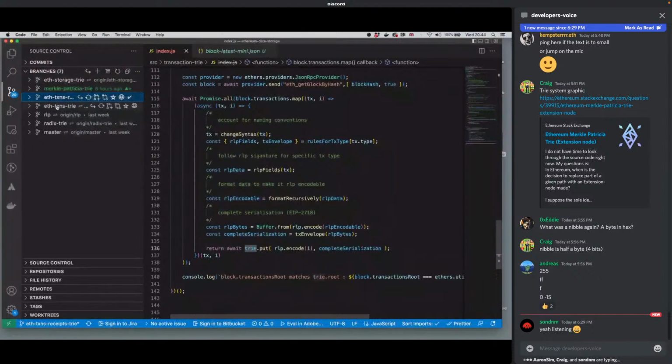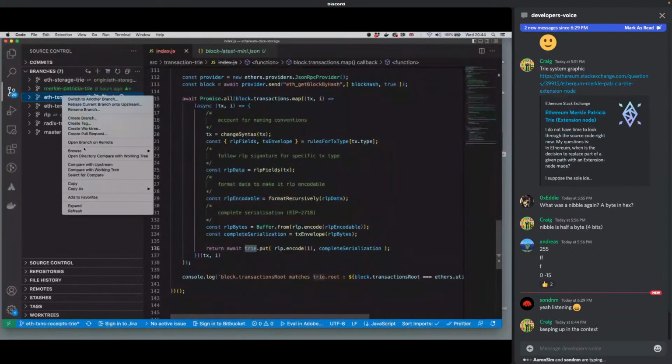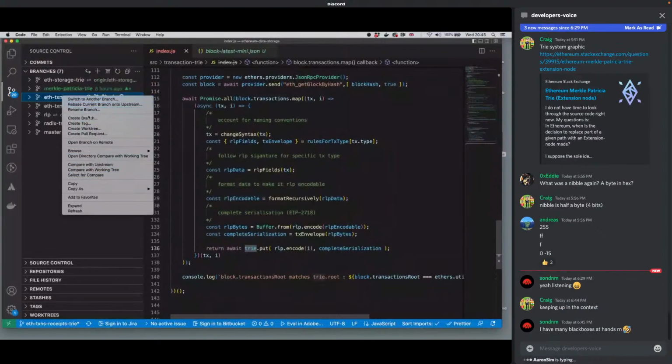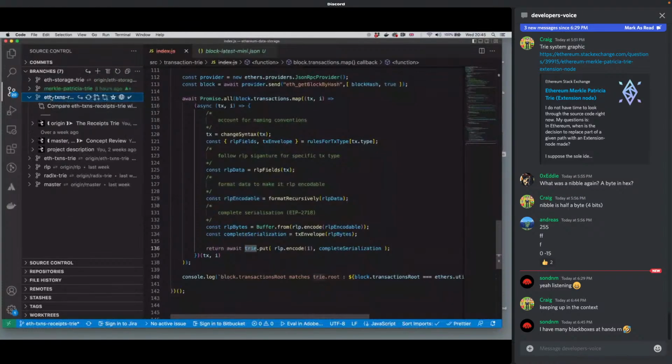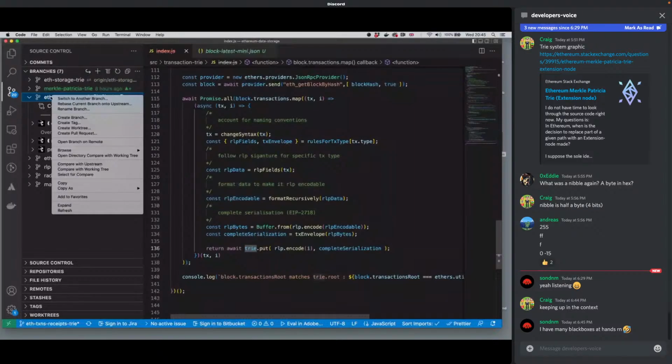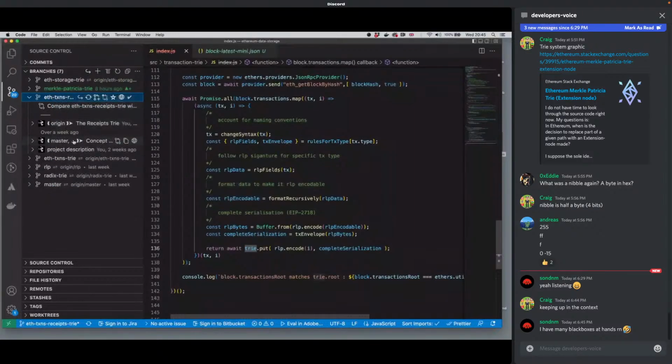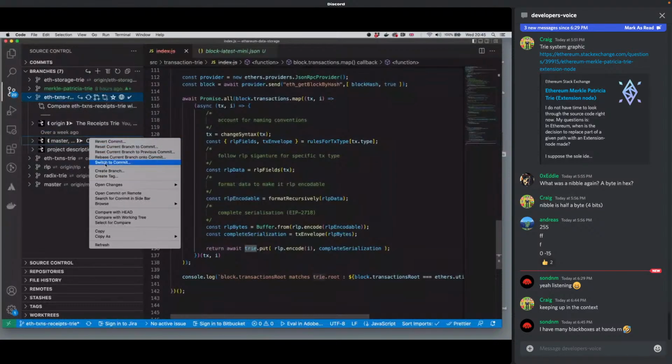Okay, so next one, transaction receipt trie. How are we doing for time? Just so I can feel the anxiety. How are we, really late? We're an hour and 15 in. Oh man, okay, I've gone way over. Okay, sorry guys. We might have to break this up if you want to.